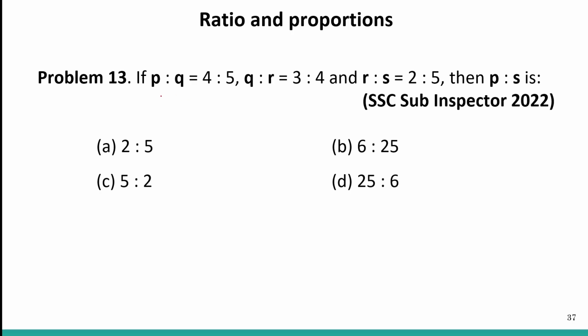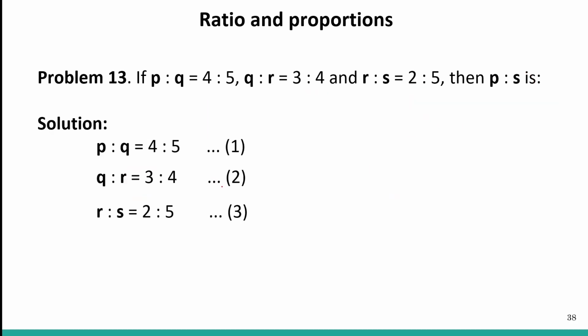Given that P is to Q is equal to 4 is to 5 and Q is to R is equal to 3 is to 4. If R is to S is equal to 2 is to 5, then what is the ratio of P is to S? Okay, this question has appeared in SSC Sub Inspector 2022 paper. So is it 6 is to 25? Is it 25 is to 6, 5 is to 2, or 2 is to 5?